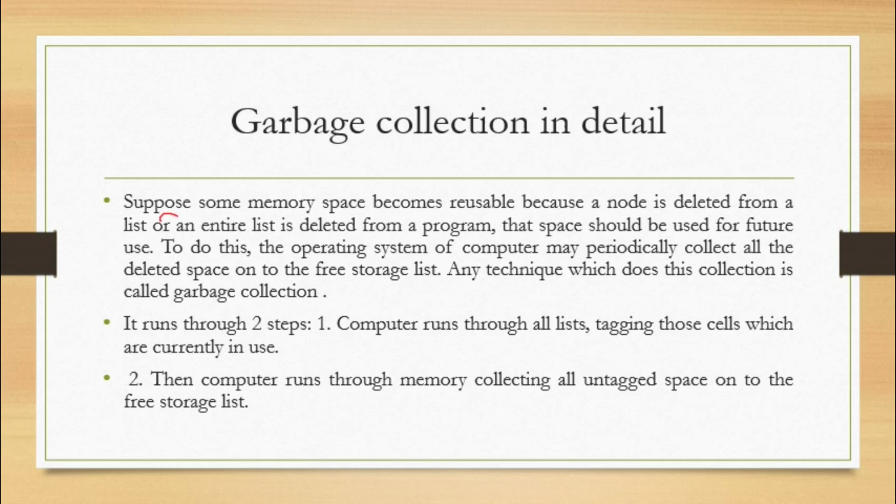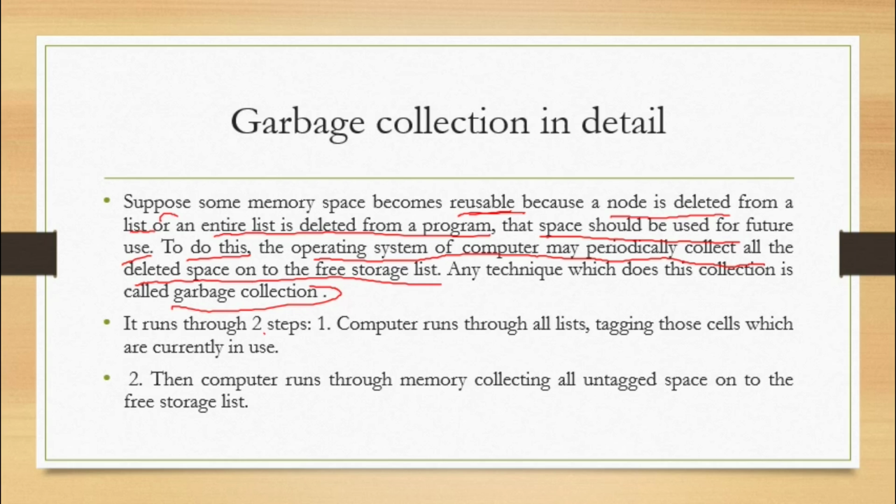Suppose some memory space becomes reusable because a node is deleted. So whenever a node is deleted, memory space becomes reusable from a list, or sometimes an entire list can be deleted from a program. That space should be used for future use. To do this, the OS of a computer may periodically collect all the deleted space on the free storage list. Any technique which does this collection is called garbage collection.